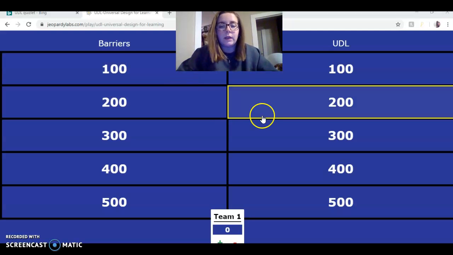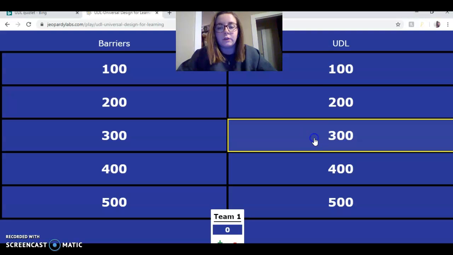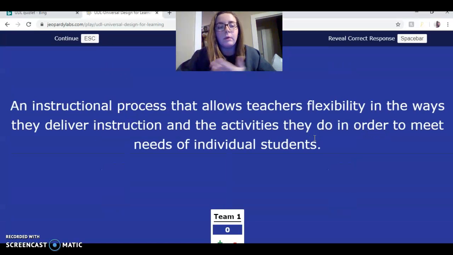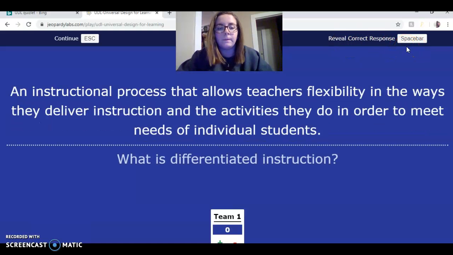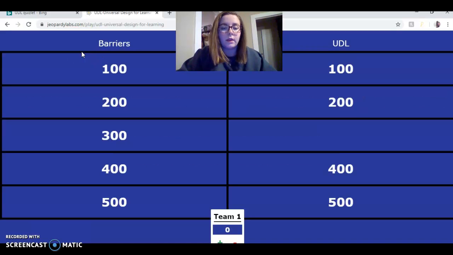So a student would say UDL for 300, and it would pop up: an instructional process that allows teachers flexibility in the ways they deliver instruction and the activities they do in order to meet the needs of individual students. And it says to press the space bar for the correct response up here, and it's: what is differentiated instruction. And you press the escape tab for the next thing.